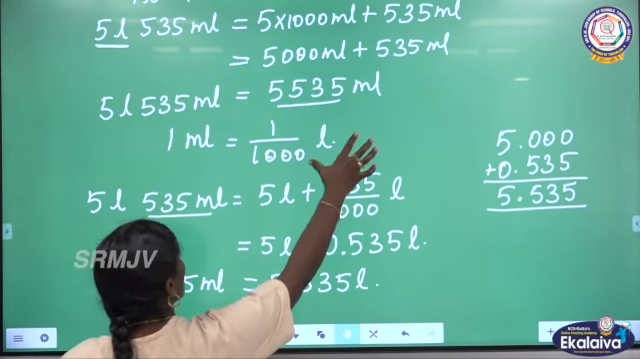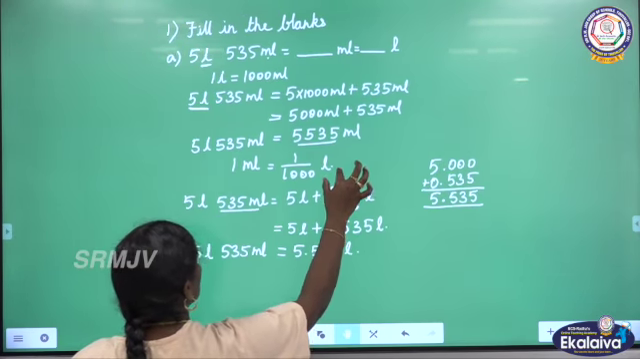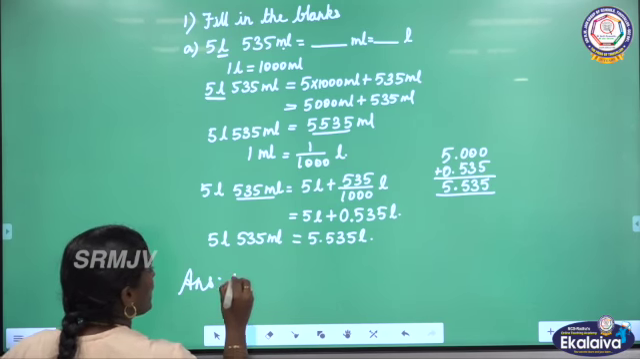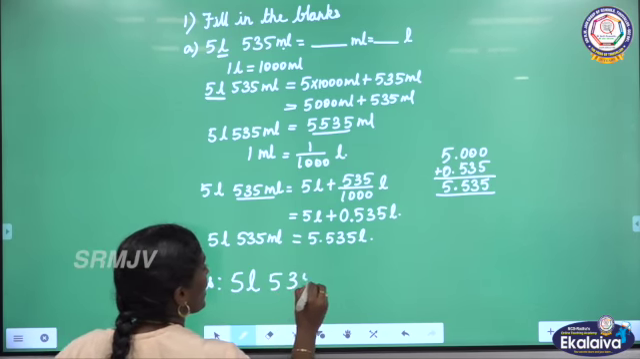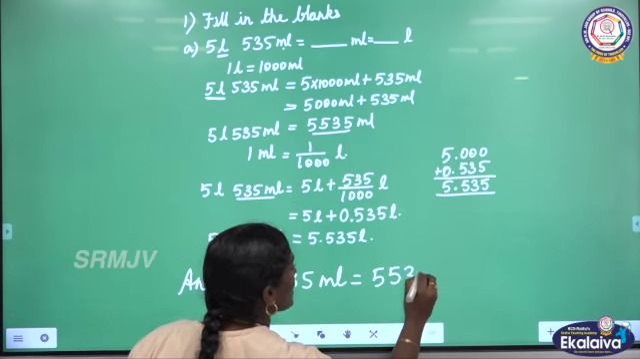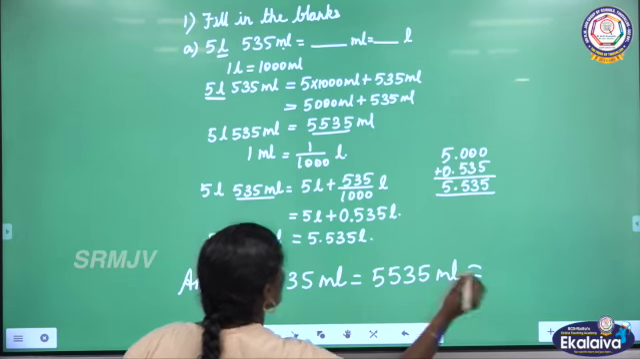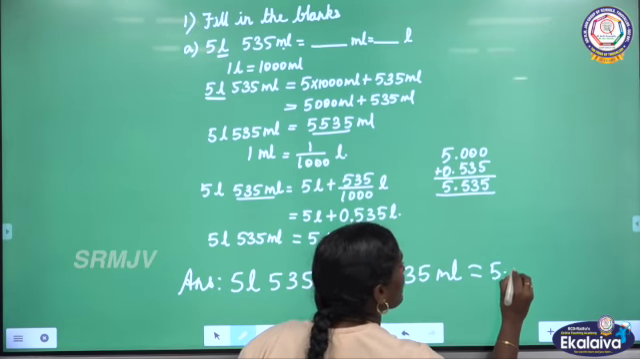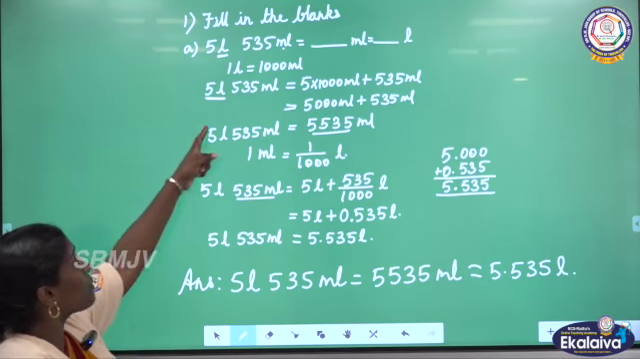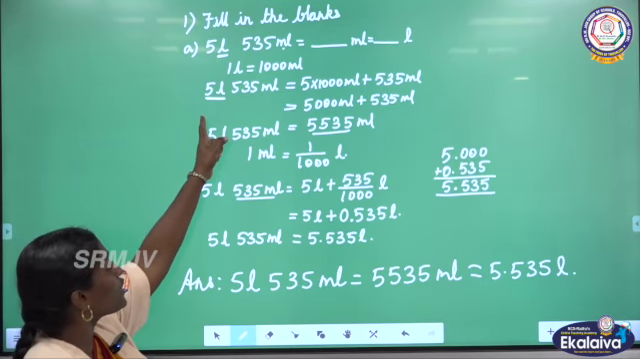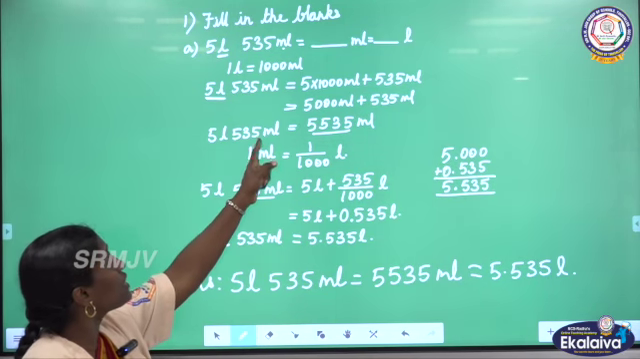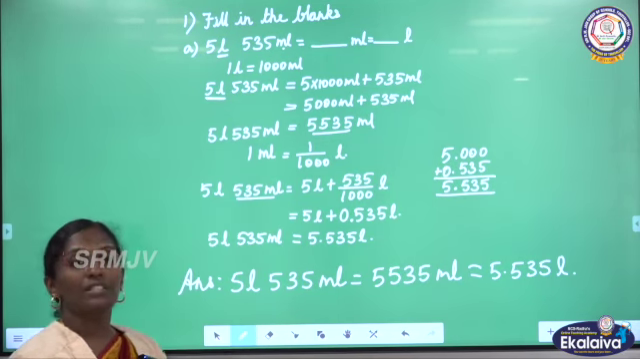Now we got the answer in milliliter as well as in liter. Okay. Now we are going to write the answer. 5 liter, 535 milliliter is equal to 5535 milliliter, which is equal to 5.535 liter. Is it clear, children? By using multiplication, we are converting the greater unit to smaller unit. After that, by using division, we are converting the smaller unit to greater unit. Is it clear?